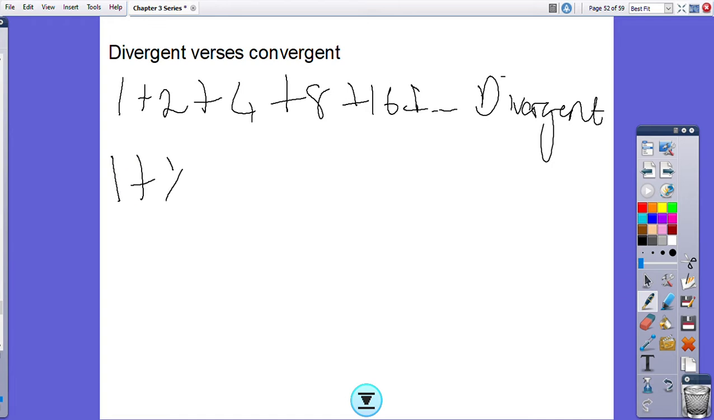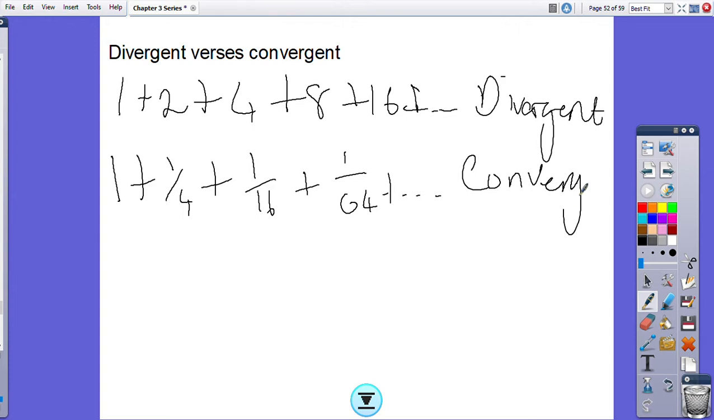1 plus a quarter plus a 16th plus 1 over 64, this particular series is heading towards 1 value. Let me just write that again, that should say convergent. It's heading towards a particular value, and we'll find out in a bit how to work out what that particular value is.